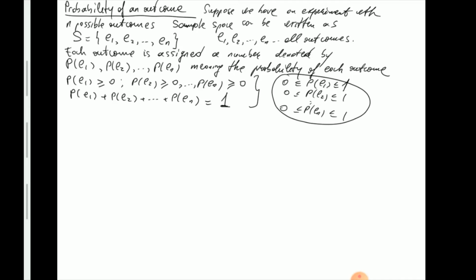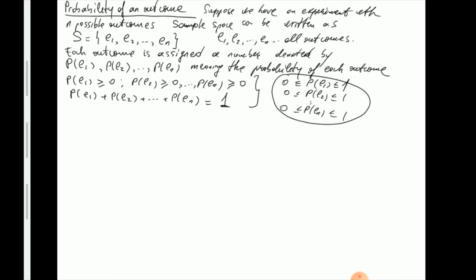But the sum of them is 1, because no matter what you end up with when you toss a coin, it's going to be either heads or tails. So when you add the probabilities of all possible outcomes, that summation must be equal to 1. 1 is essentially the probability denoting certainty. We'll get to that immediately. If any of these conditions is not satisfied, that's not going to be a valid probability assignment for these outcomes.